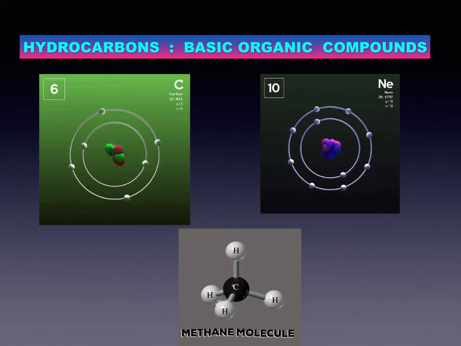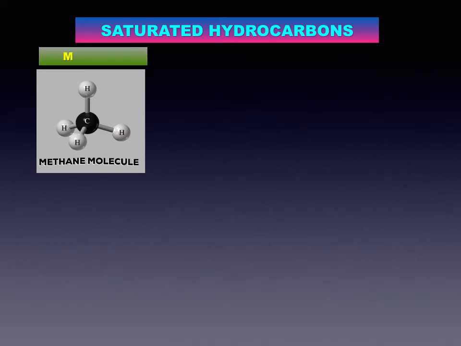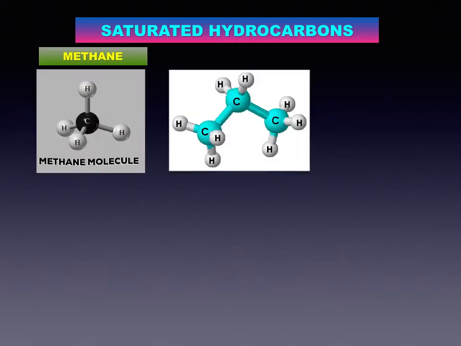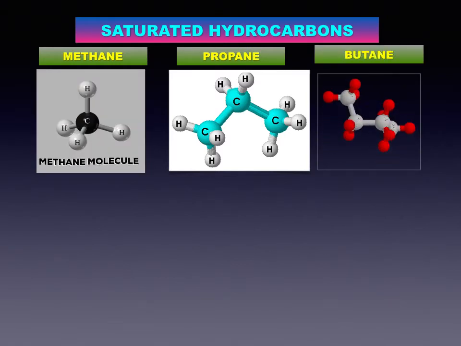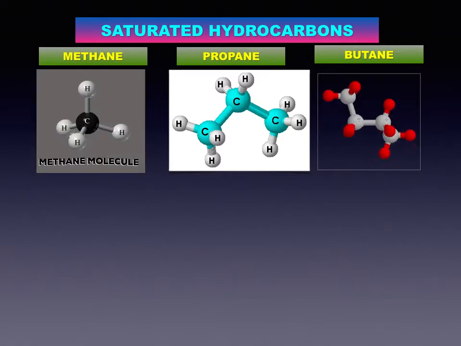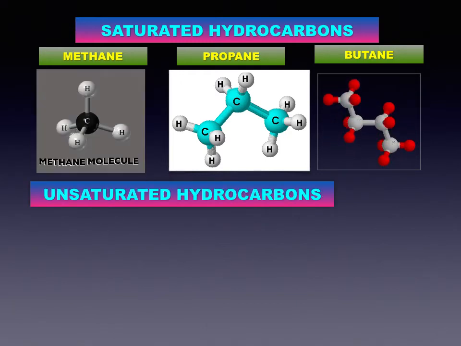The hydrocarbons having only single bonds between carbon atoms are called saturated hydrocarbons. For example, methane, propane, butane. Some hydrocarbons have a multiple bond between two carbon atoms. A multiple bond can be a double bond or a triple bond. So, hydrocarbons having at least one multiple bond are called unsaturated hydrocarbons.